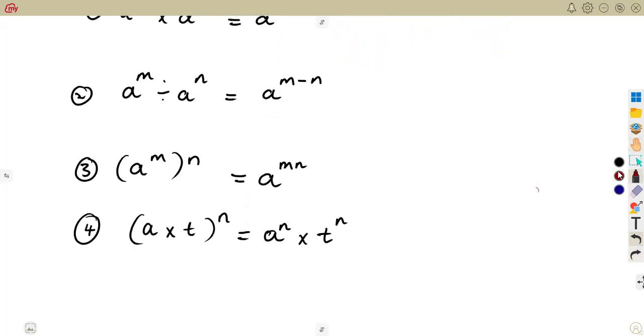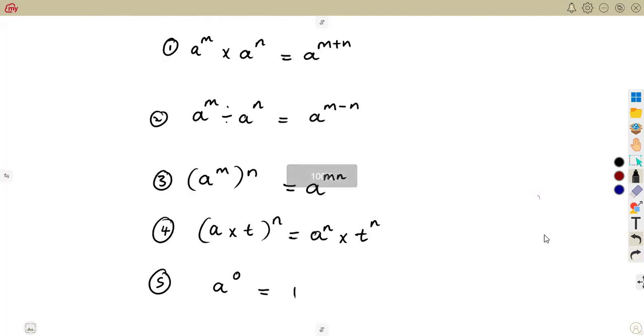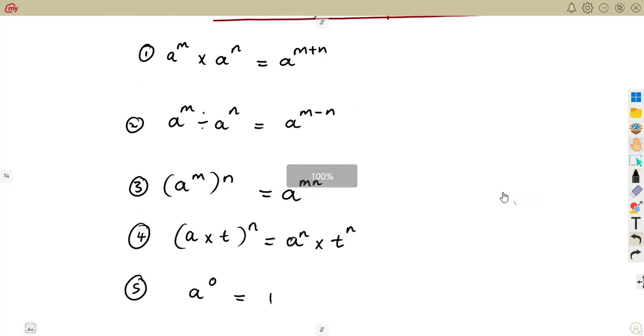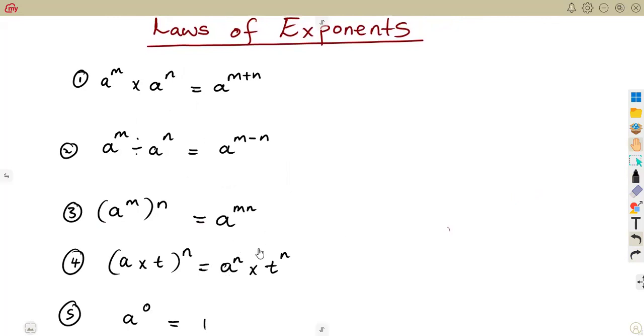And law number 5, we said any number when raised to the exponent of 0 is going to give us a 1. But remember here, there are conditions that you need to take into consideration. So that is why I was saying, please do make sure you go through the videos of grade 8 exponents so that you just have a recap on this part, because it is going to be important, guys, in your simplification.